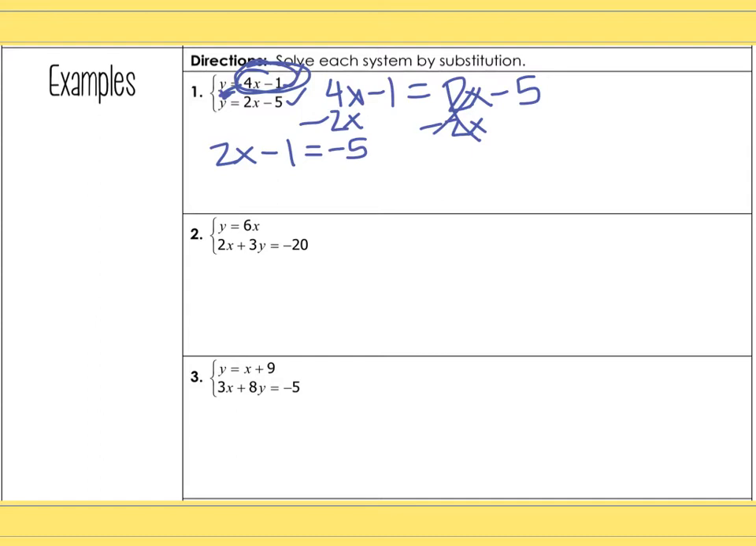Now I have just 2 steps left to do, right? Because I want to get x by itself. And I'll be able to plug this into the original thing back up here when we get there. 2x minus 1. Well, to get x by itself, I have to add 1 to both sides.